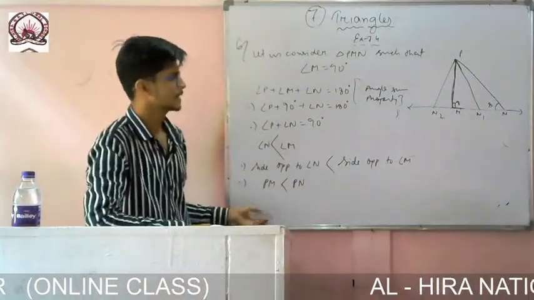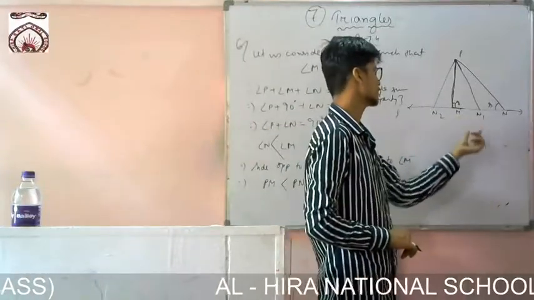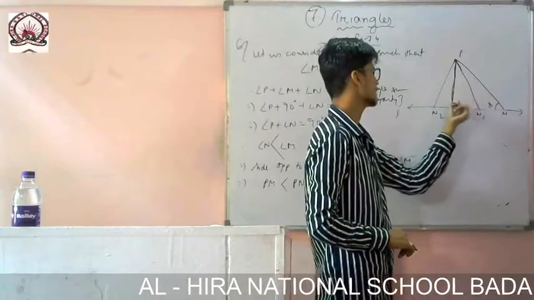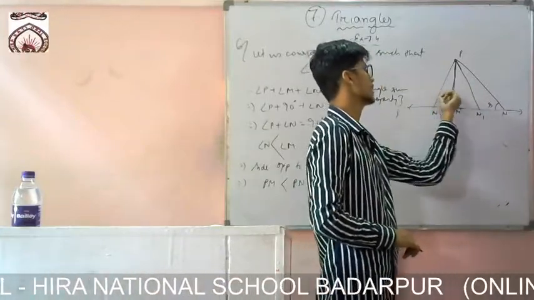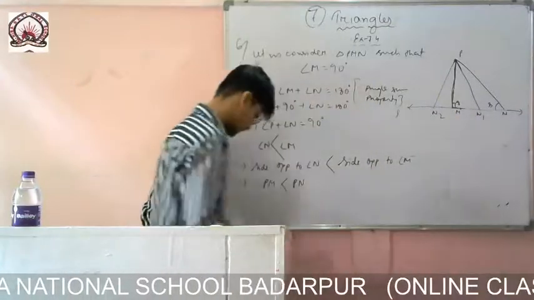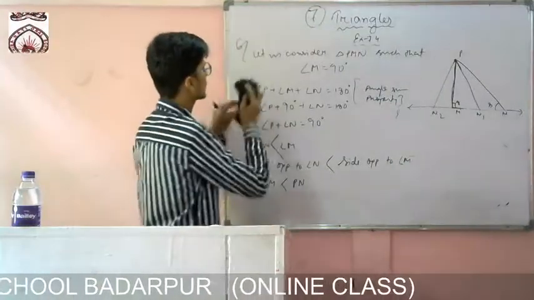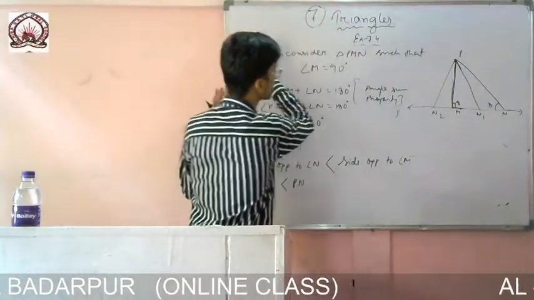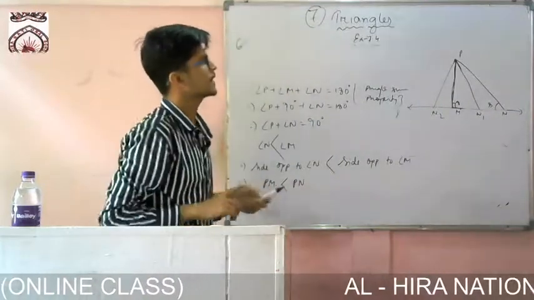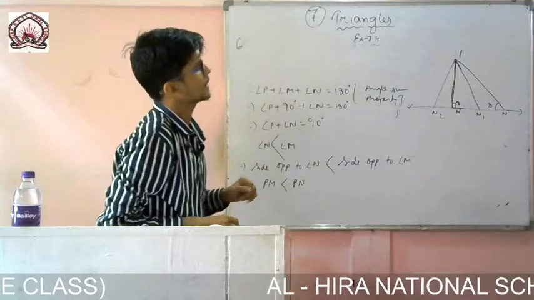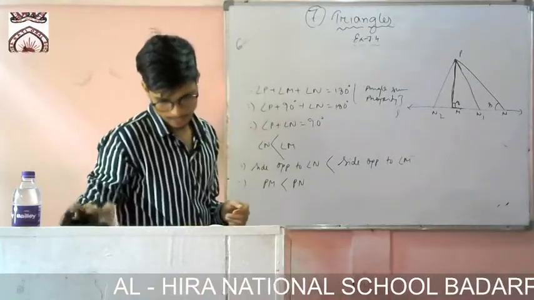Similarly, if I take triangle PMN1, then again it will come that this side is greater than that one. If I take PMN2, then again the same will come. I am not proving it again and again. So let me erase this part. Again, if I consider triangle PMN1, I will get the same result, and if I consider PMN2, I will again get the same.